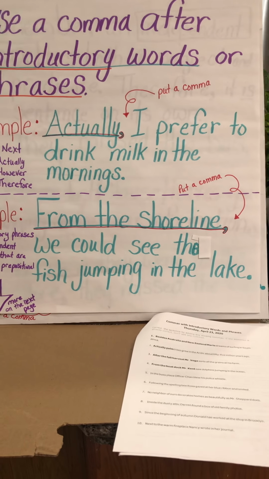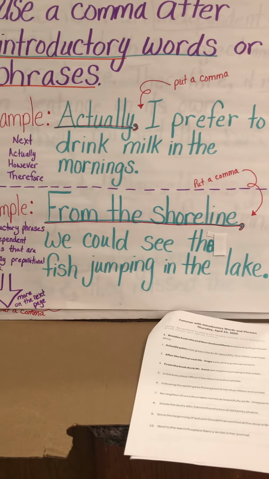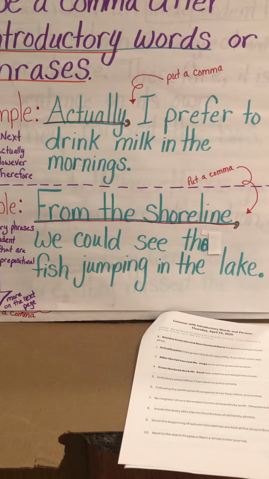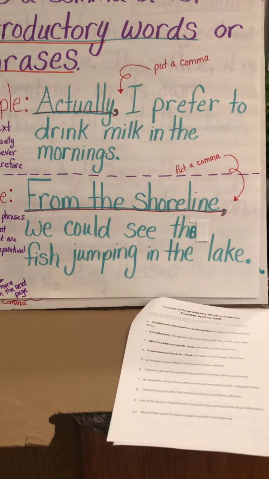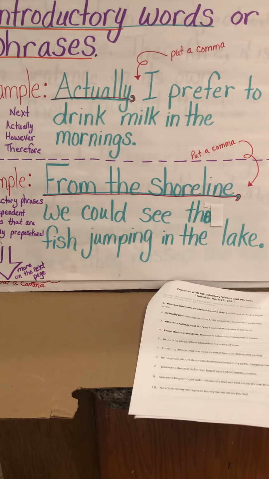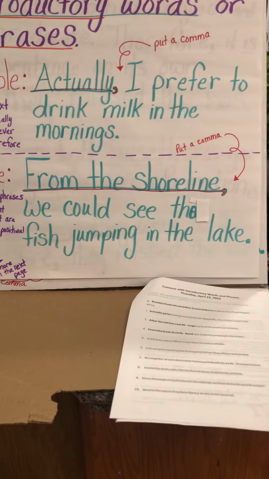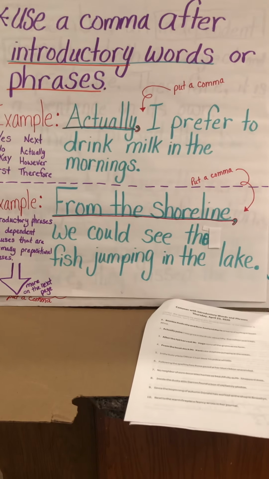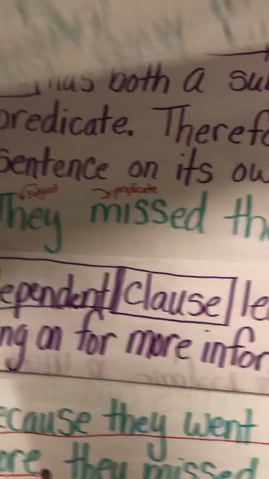I have to put a comma after shoreline because from the shoreline is what we call a dependent clause. From the shoreline is not a sentence all by itself, okay? It's in front of an independent clause though. We could see the fish jumping in the lake could be a sentence all by itself. We don't even need the phrase from the shoreline. That just gives you some more information. Okay, so let's talk a little more about these dependent clauses.